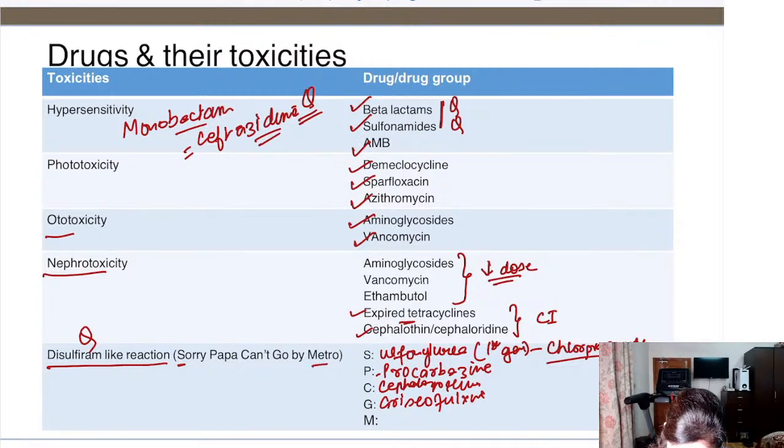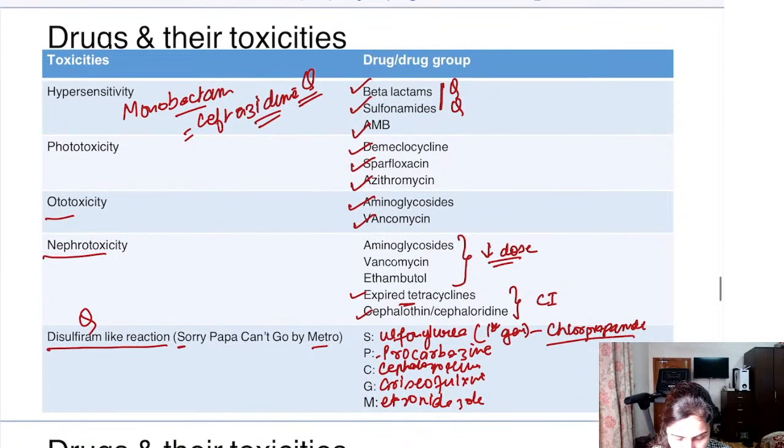M is metro. Metro is easy to remember. Metronidazole. These are few important drugs which can cause disulfiram-like reaction. Okay? Few drugs which can cause disulfiram-like reaction. So remember this mnemonic. Right? Very important. Please remember this one.